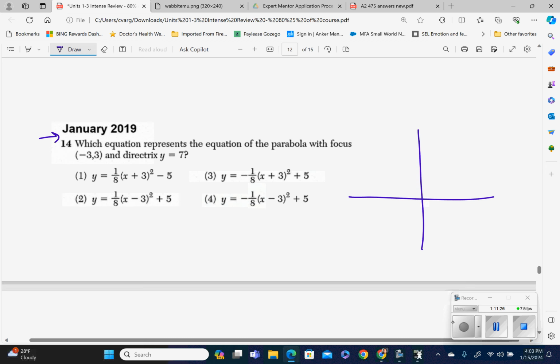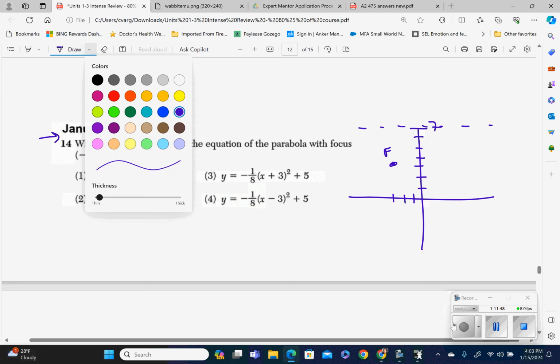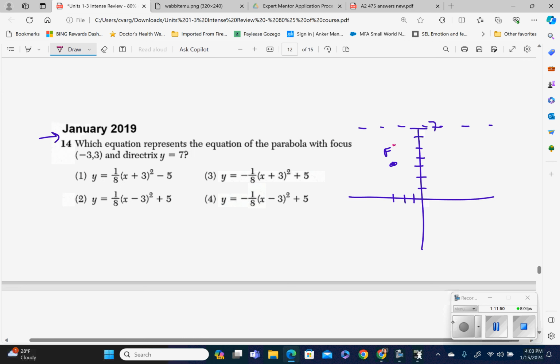Focus is negative 3, 3. 1, 2, 3. Positive 1, 2, 3. Dot. That's my focus. Okay, the directrix is y equals 7. So 4, 5, 6, 7. So this right here at 7 is my directrix. So I go halfway between my focus and directrix. That's going to be right here, right?